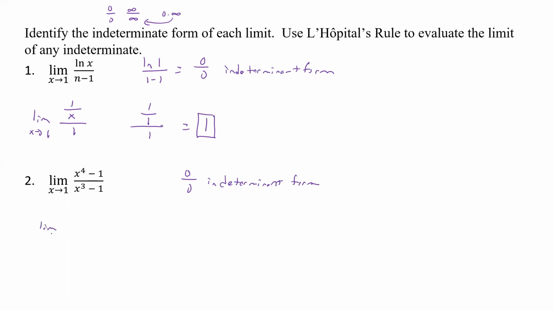So what we're going to have to do is take the limit as x approaches 1 of the derivative of that, which is 4x to the third over 3x squared. Now, if we plug in 1, what does that give us? Well, 4 times 1 over 3 times 1, that's 4 over 3. That's the number we can use, and so that is going to be our limit. So we started off with 0 over 0, we took our derivative, and we ended up with 4 over 3 as our final value.